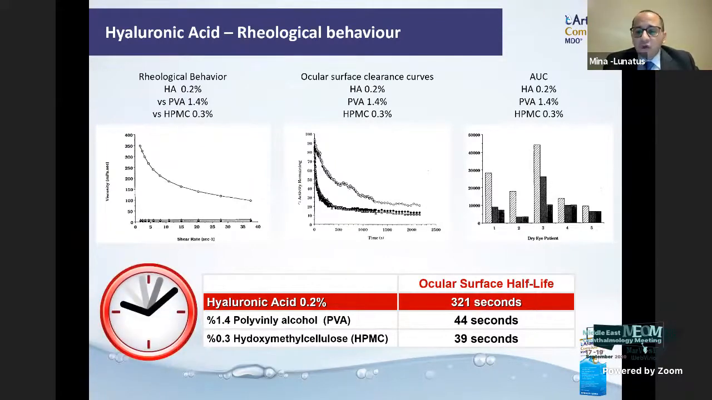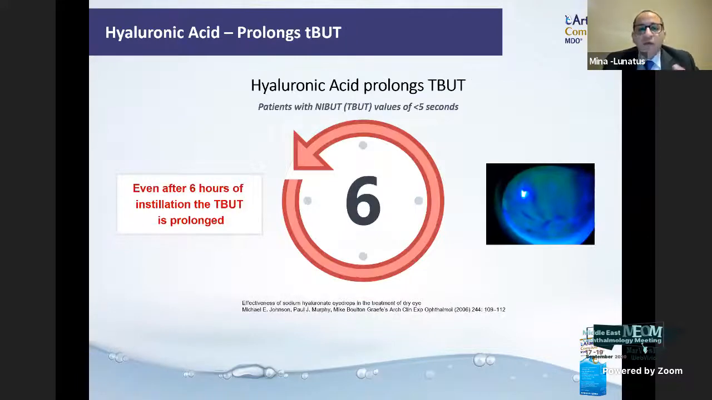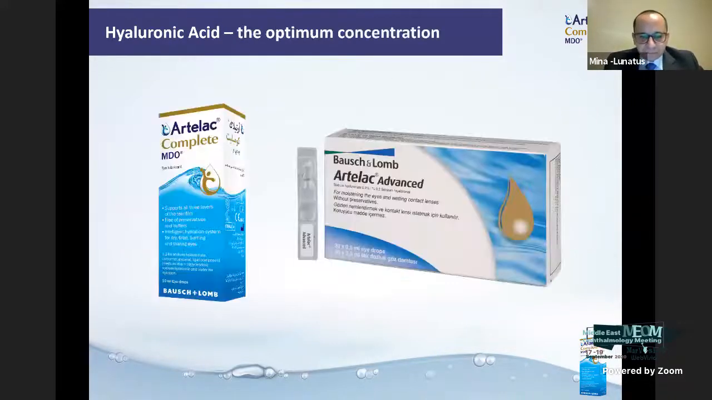We can see here that the ocular surface half-life of HPMC is 39 seconds, polyvinyl alcohol is 44 seconds, hyaluronic acid is 321 seconds. So that's why with 0.2% hyaluronic acid, the tear film breakup time is still prolonged even after 6 hours of a single drop installation.